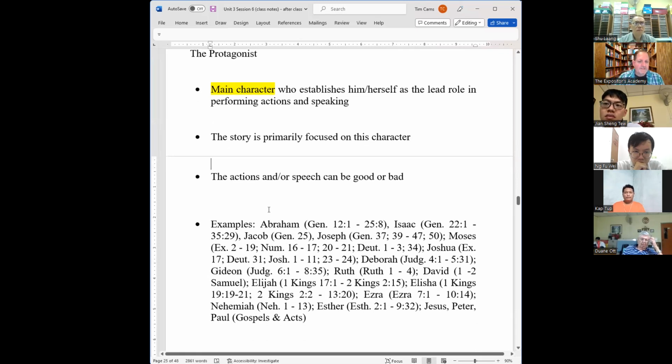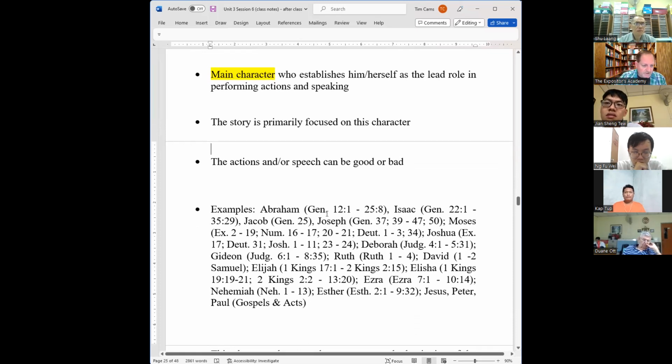All right, and there are many examples I put here. They'll be in your notes you can look at, examples of the main character in particular stories. And what's interesting, like in the book of Genesis, we see the main characters changing over the course of the book. Honestly, we could say the main character is God in those stories. But as we look at the individual stories within the book, we can see the primary character, the protagonist, changes from Abraham to Isaac to Jacob to Joseph, Moses in Exodus. So this is the main character of the story.